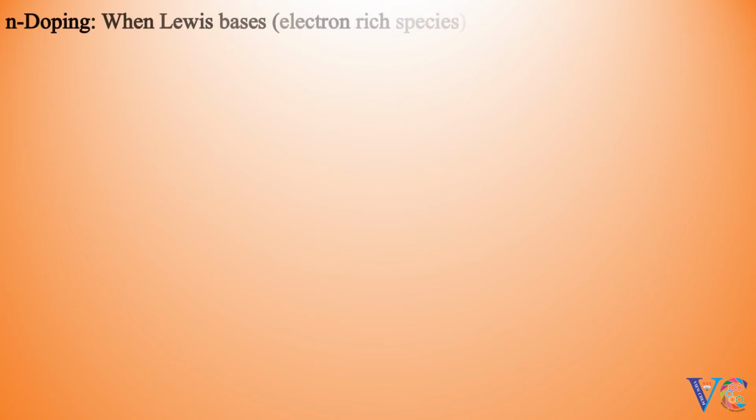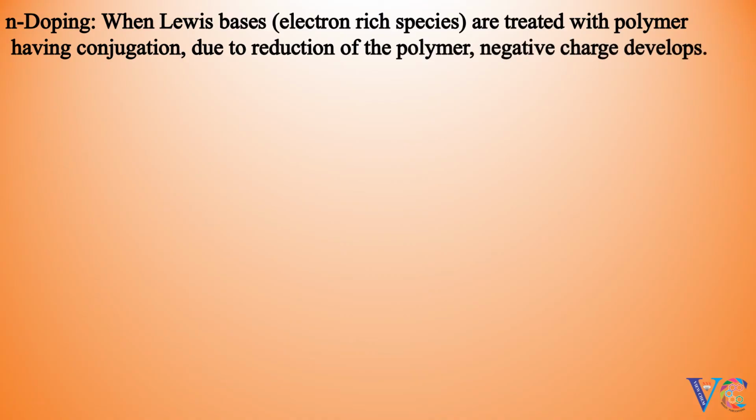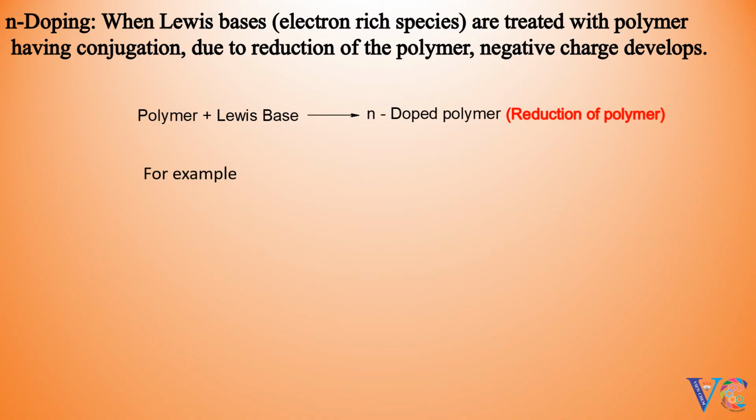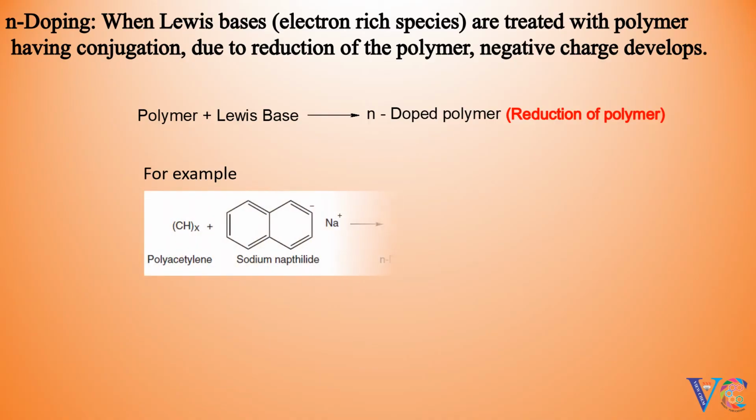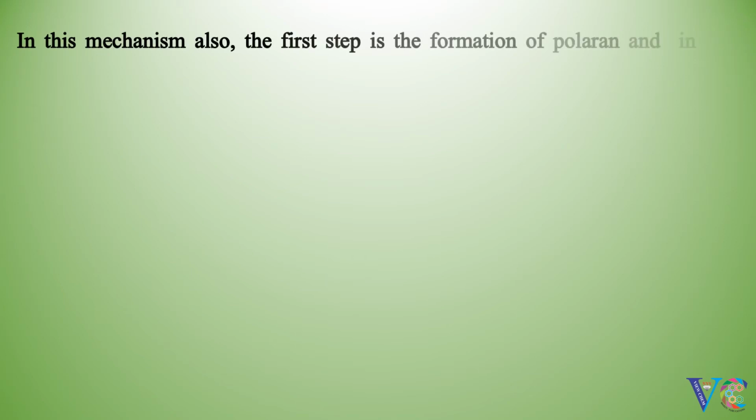In n-doping, when Lewis bases, that is, electron-rich species, are treated with a polymer having conjugation, due to reduction of the polymer, negative charge develops. For example, when polyacetylene is treated with sodium naphthalide, negative charge is developed in the polymer. In this mechanism also, the first step is the formation of polarin, and in the second step, bipolarin is formed.